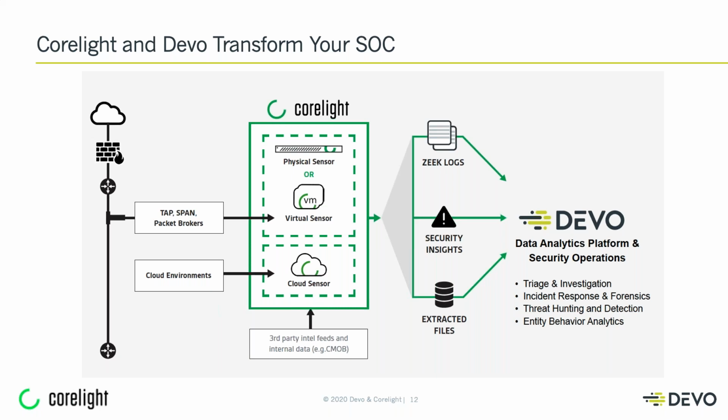Corelight sensors can also do high-speed file extraction, making a copy of every file that crosses the wire. Those can also be sent into Devo or a file analysis platform for later examination. Once this data is in Devo, and as Jason will talk about in a second, this Corelight data enables you to do great things in terms of triage and investigation, incident response, forensics, threat hunting and detection, and entity behavior analytics.